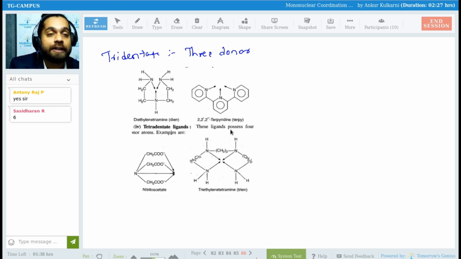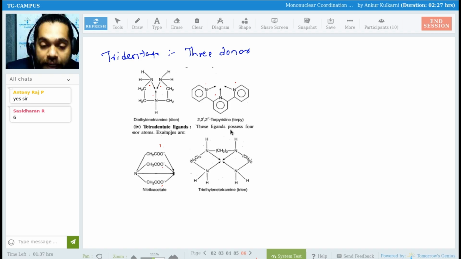For example, tridentate. Look over here. Diethylene triamine. Triamine, 3 nitrogen, 3 donor atoms. So over here, 1, 2, 3. Similarly, we had 1,10 phenanthroline. Over here, 2 prime, 2 double prime. Terpyridine, because we have 3 donor atoms. Over here also nitroacetate, yes, 3 donor atoms.